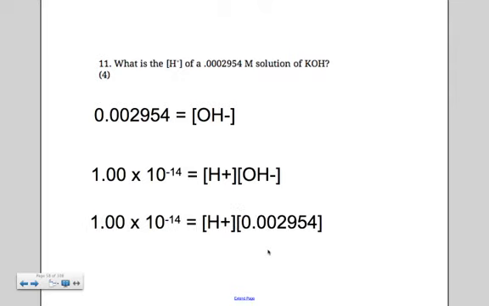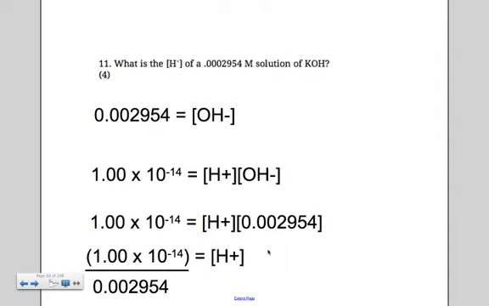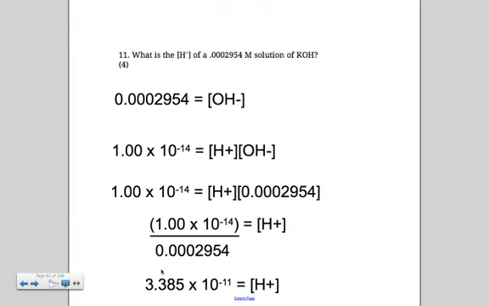So since we know one of the two numbers on the right-hand side, we plug it in, and we divide by that, which should be 0.0002954, which is corrected here on this slide. Good. So when you divide 1.00 times 10 to the negative 14th by 0.0002954, you get 3.385 times 10 to the negative 11th. That is the hydrogen ion concentration.